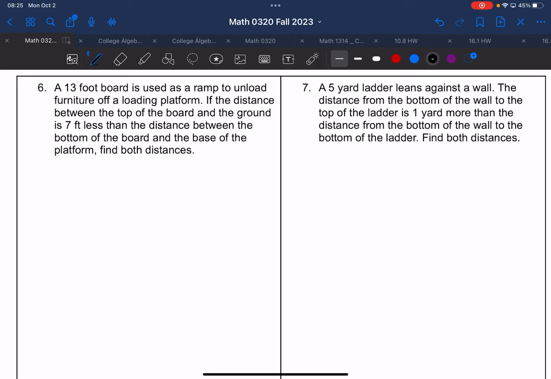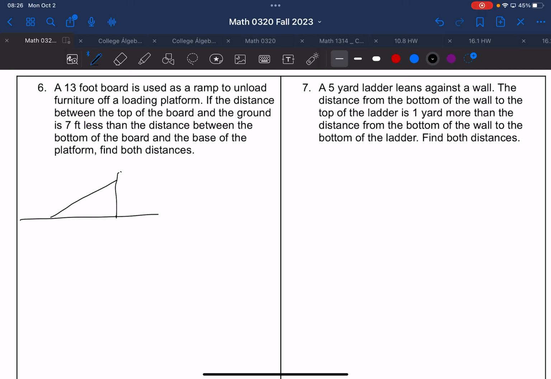Okay, so we have a diagram here. We have a board being used as a ramp. Okay, so that's our diagonal part. We have it being set on a loading platform. Okay, so that's one side. And then this base is the ground, right? So we have a right triangle.